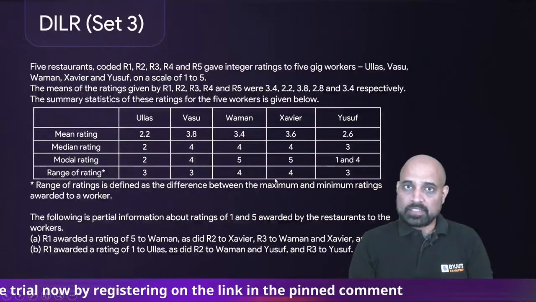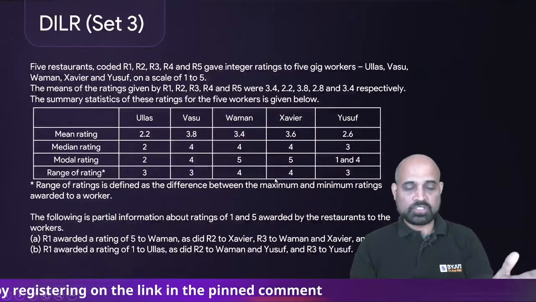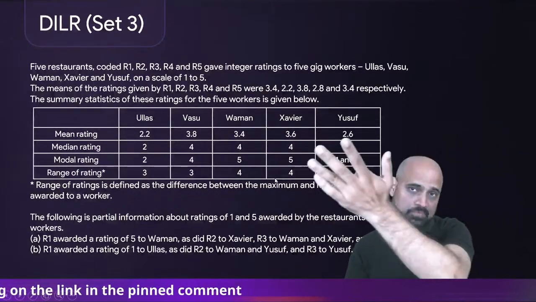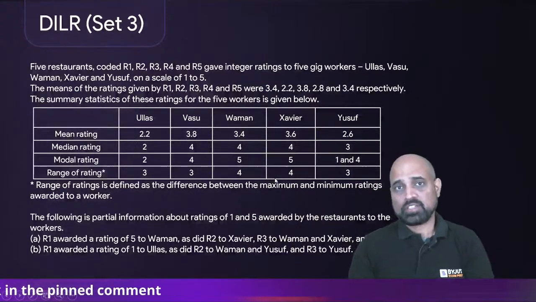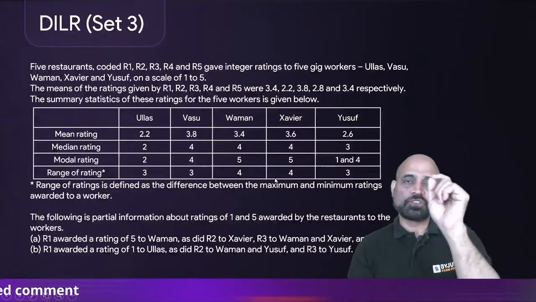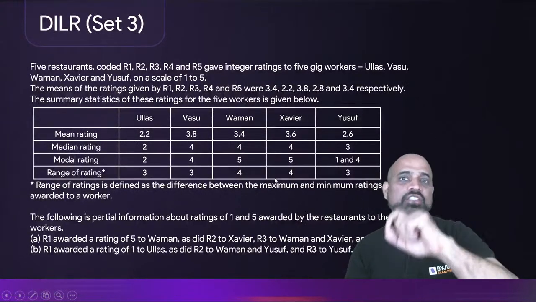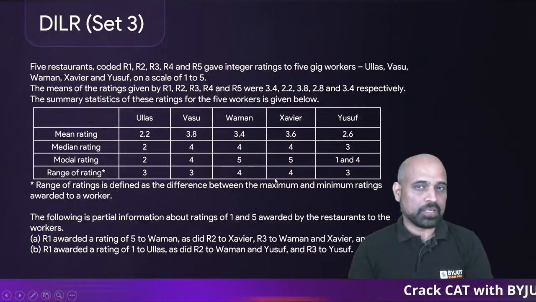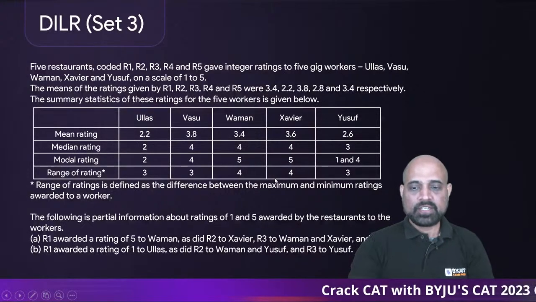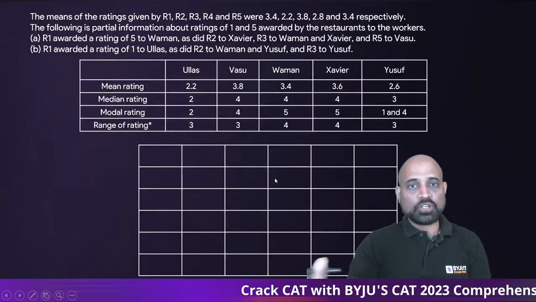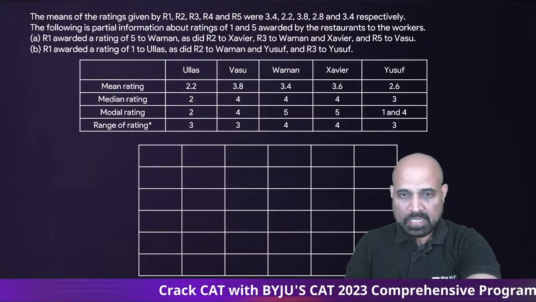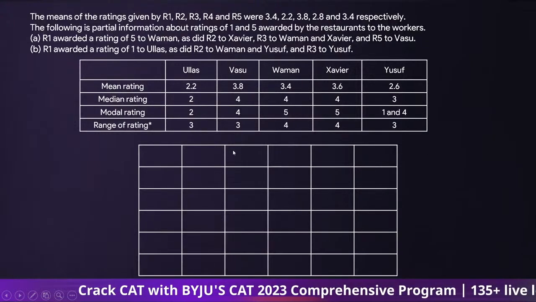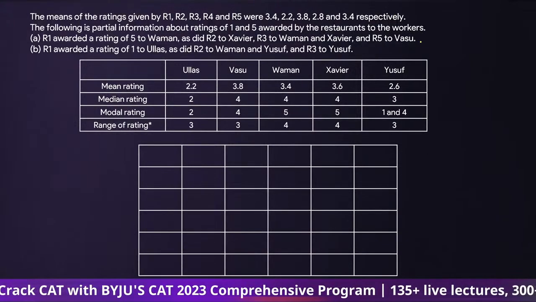How to represent this now? So we have 5 restaurants and we have got 5 gig workers. So the restaurant people are going to give some rating to gig workers and gig workers receive those ratings. So मेरे को एक 5 by 5 का table बनाना पड़ेगा, matrix, right? So it's going to look like this. So again, I'll hide myself. The important information is here.